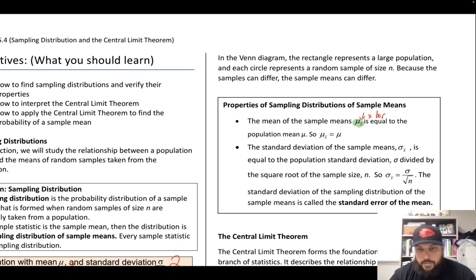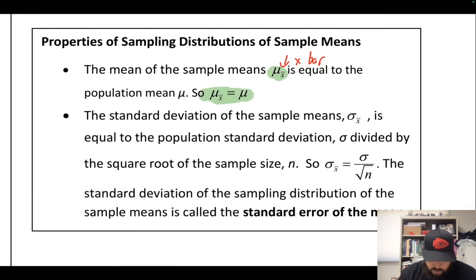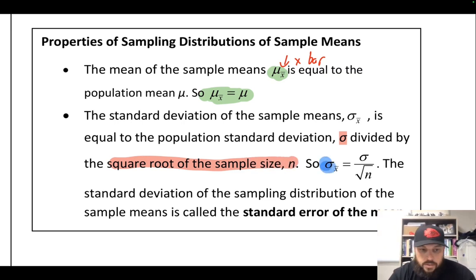Okay, so there are a couple of properties of sampling distribution and sample means. We have the mean of the sample means right there, mu x bar, is equal to the population mean mu. So those two things are equal. And the standard deviation of the sample means, we have sigma x bar, is equal to the population standard deviation divided by the square root of the sample size n. All right, and so this is a key formula for us in this section.